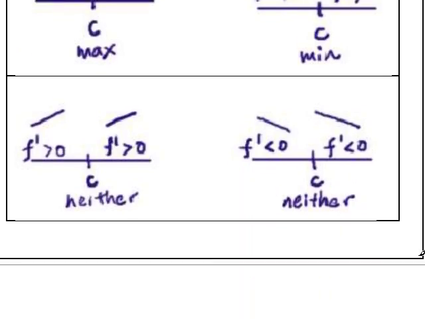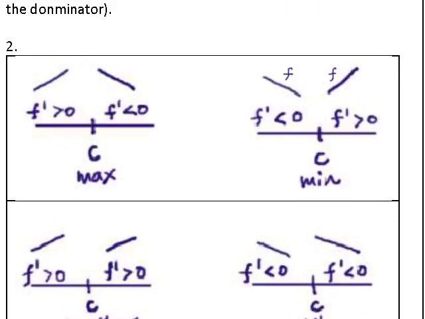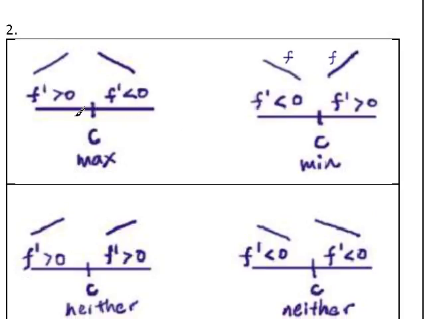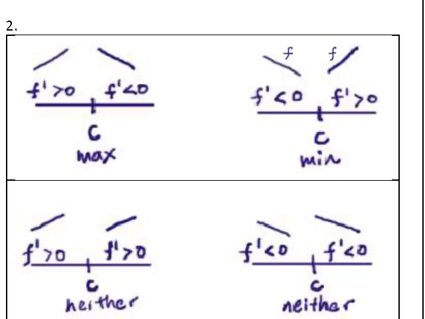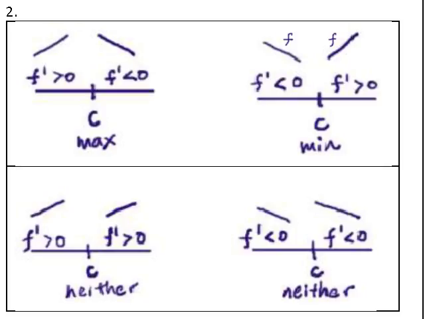Now, if f prime is positive left and right, then we don't have a max or min. Or if f prime is negative left and right of the critical value, then again, we don't have a max or min. So that's called the first derivative test. And it gives us where the function's increasing and decreasing, because wherever f prime is positive, we have increasing. Wherever f prime is negative, we have decreasing. And it also tells us where we have maxes and mins. So now we're just going to apply the first derivative test to some functions and figure out all this information.